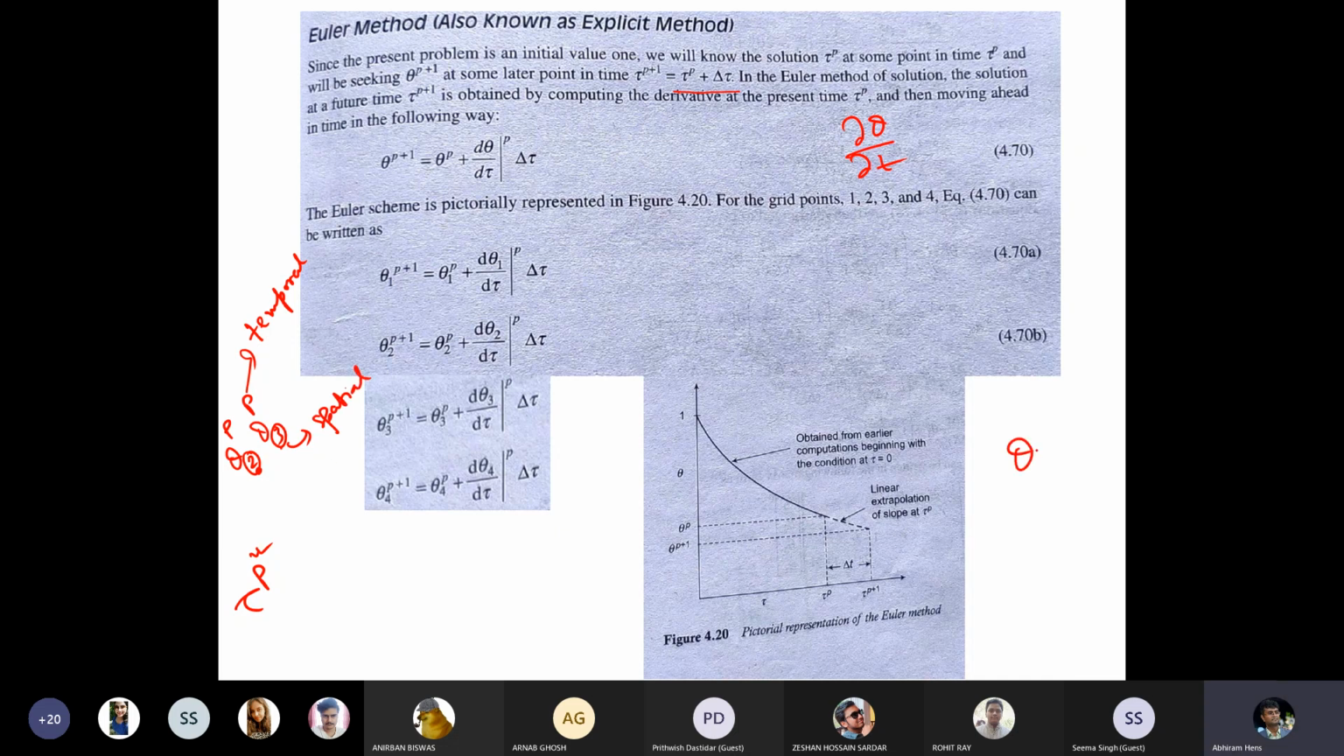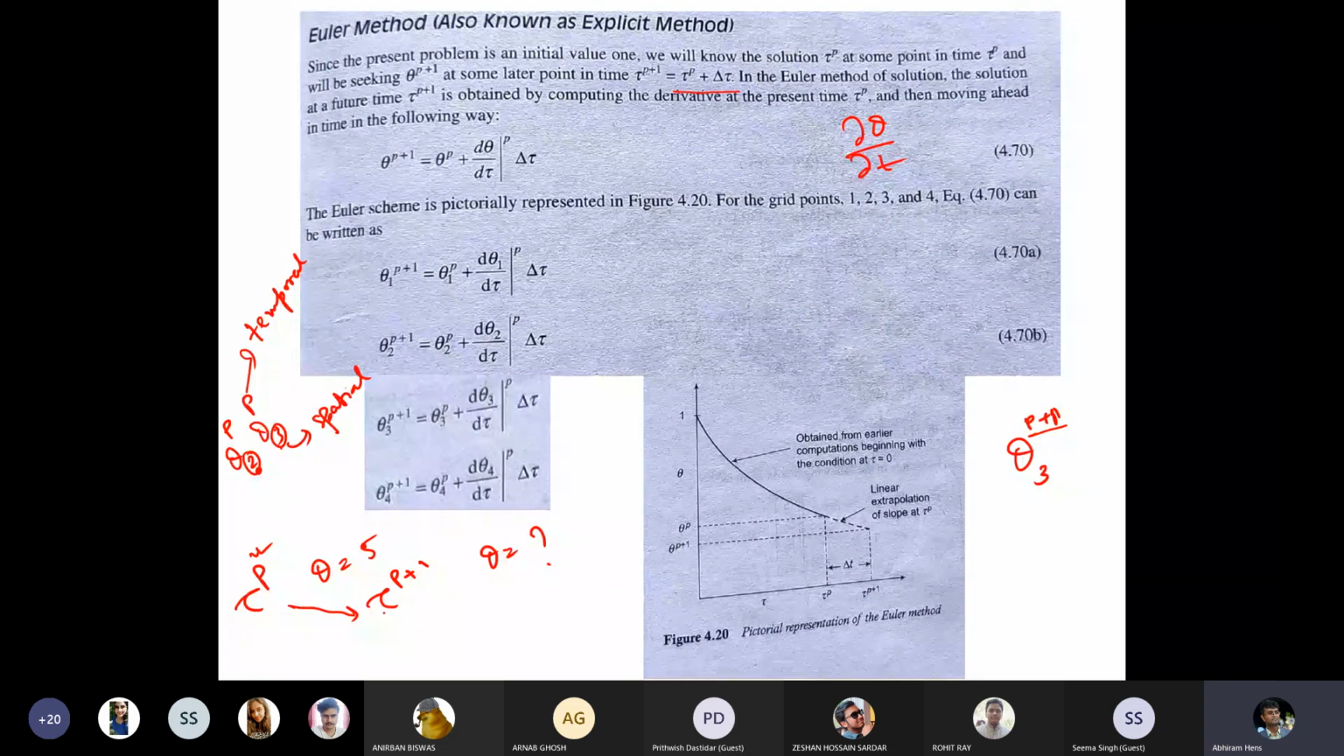So, if I write theta 3 and p plus 1, that means the value of theta at the third point at a time interval p plus 1. Okay. So, that is the common convention. Since it is an initial value problem, the initial point is known, that means at tau p, theta equals some arbitrary value, let us say 5. Then you need to find out in the next time step at tau p plus 1 what should be the value of theta, right.